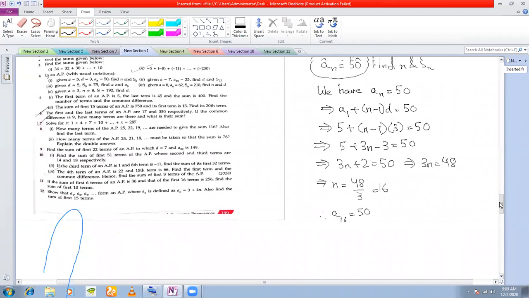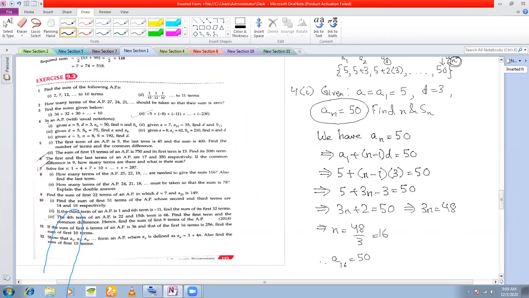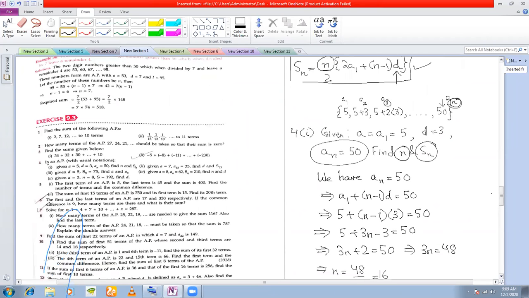Now, once we have found the value of n, the first part of the question gets answered. Find n. Now we proceed to find Sn. How will we find Sn? You can use both the formulas, because you know the last term, right? You know an here. Either you can use the formula Sn is equal to n by 2 times a1 plus an, or you can use Sn is equal to n by 2 times twice a1 plus n minus 1 into d.